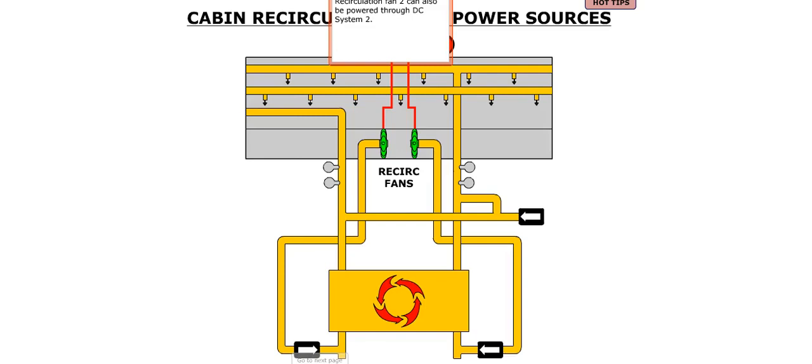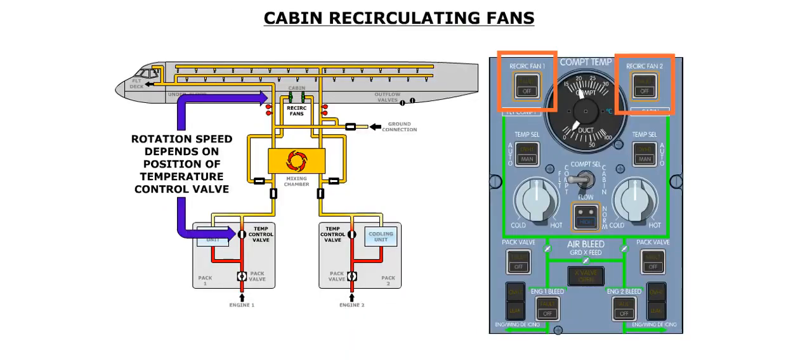The recirculation fans are controlled by two recirculation fan push buttons located on the compartment temperature panel. When a push button is pressed in, the associated fan is operating. The fan rotation speed depends on the position of the associated temperature control valve.